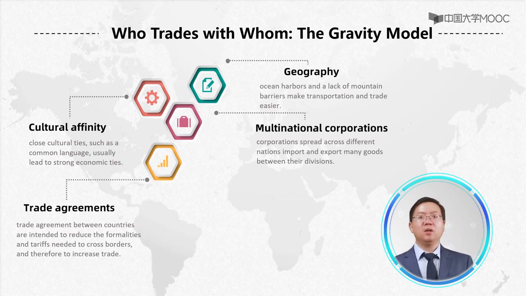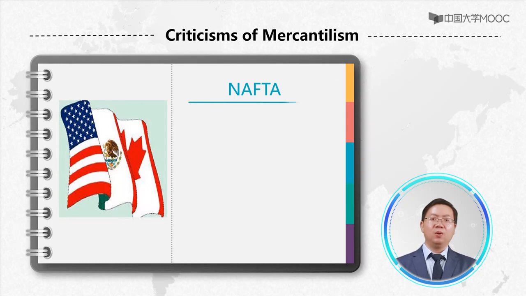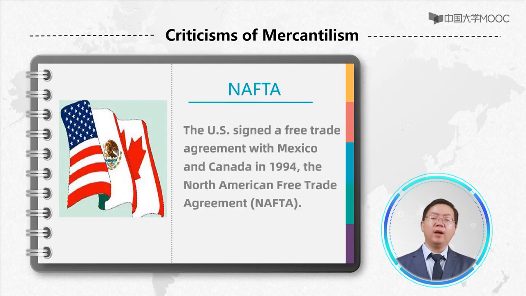As we all know, trade agreements between countries are intended to reduce the formalities and tariffs needed to cross borders, and therefore to increase trade. Let's take NAFTA as an example. The USA, Mexico, and Canada signed a free trade agreement in 1994. It's called the North American Free Trade Agreement, or North American Free Trade Area.